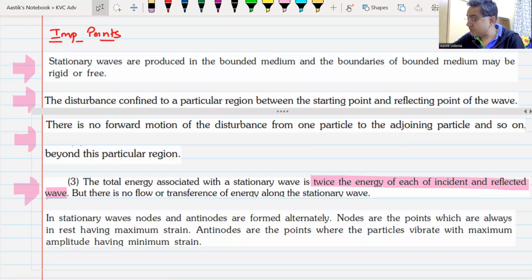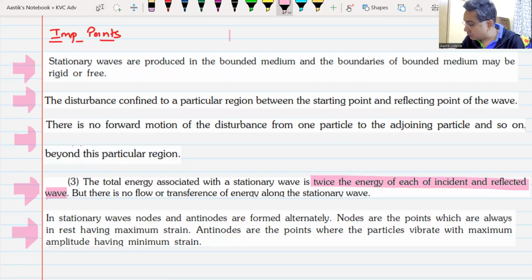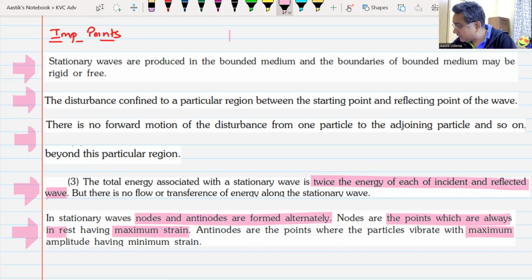Now, in stationary waves, you must understand that these nodes and antinodes are formed alternatively. Do we understand? After one node, there cannot be another node. There has to be an antinode. Nodes are the points which are always at rest, having maximum strain. Remember this. They are not moving, so they have maximum strain. Whereas antinodes are the points which have maximum amplitude but minimum strain. I hope everyone is able to understand what we are writing and everyone is writing it together. Yes, sir.